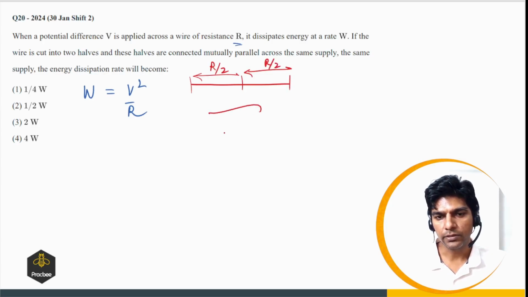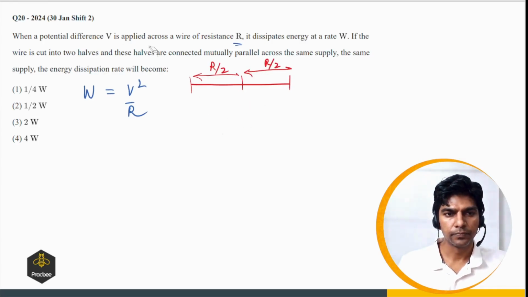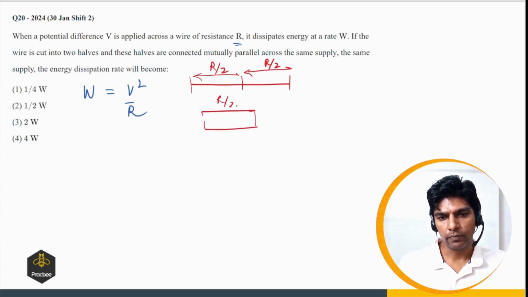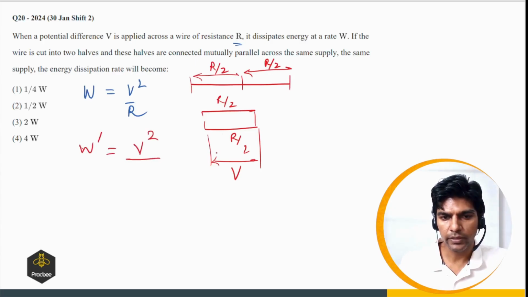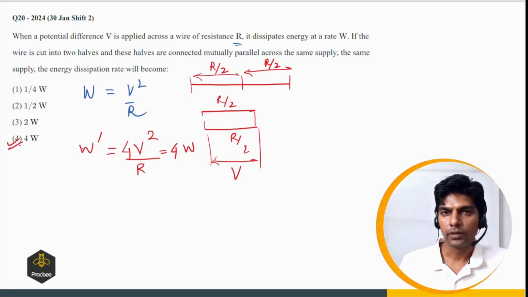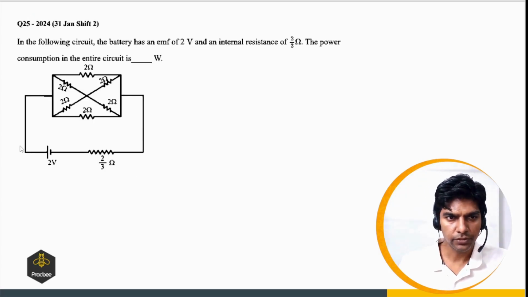Now we are connecting these R by 2 and R by 2 in parallel with a source of voltage V. Now in this case, let us say W prime is the new dissipation rate. It will be V square divided by the resistance of this new combination, which will be R by 4. So which is nothing but 4 times the original power dissipation. So option 4 is the right answer. Let us see the next question.